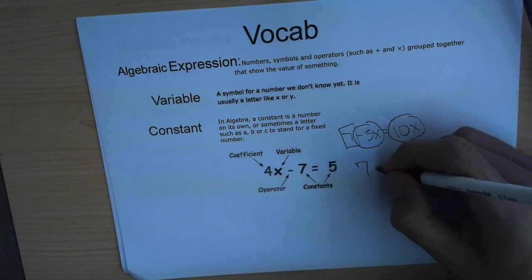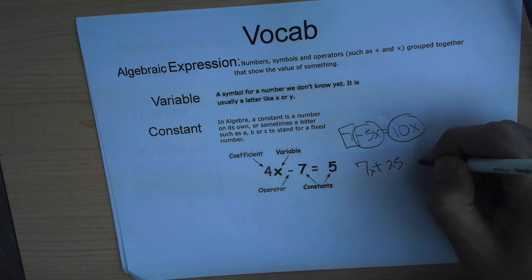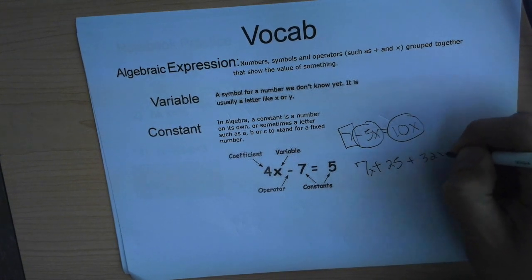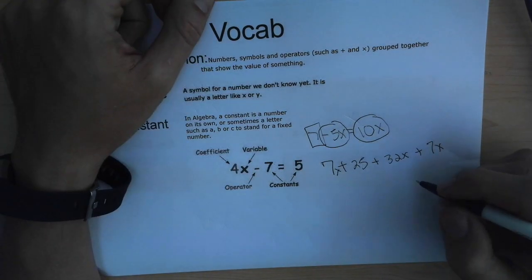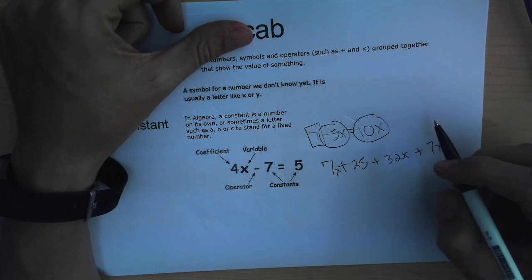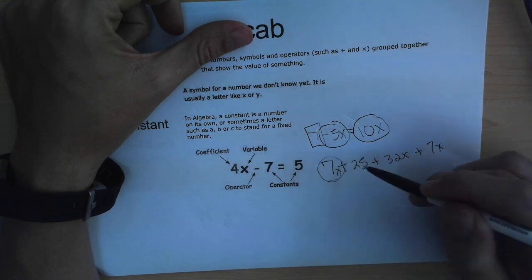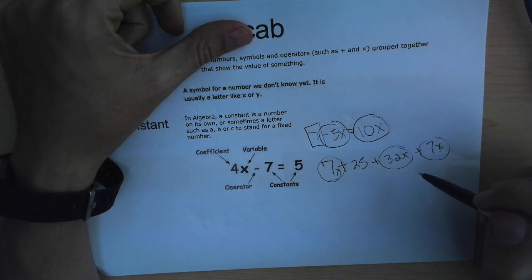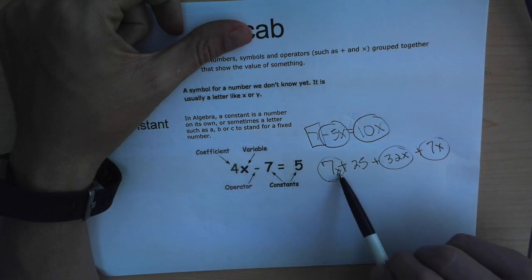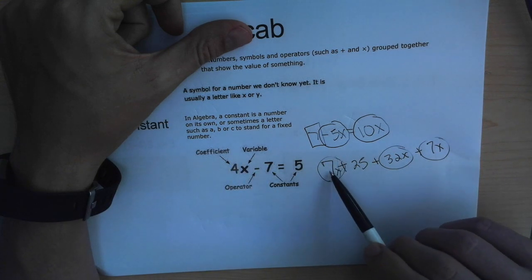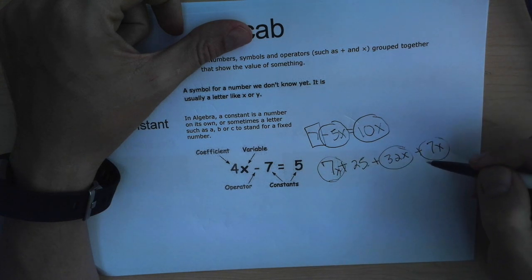Let's do another one. 7 plus 7x plus 25 plus 32x plus 7x. Can you identify what all the variables are in this expression? Well, all the variables would be here. Anything with a letter is a variable. These are also called, so the letter is the variable, and this whole thing here is called the coefficient. Okay, so what are my constants? 25.